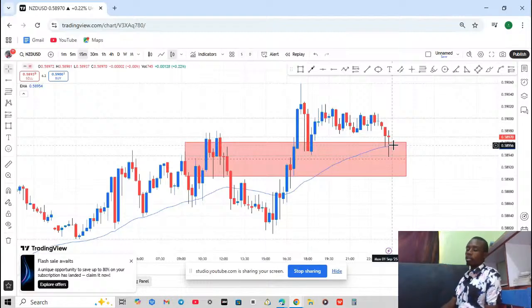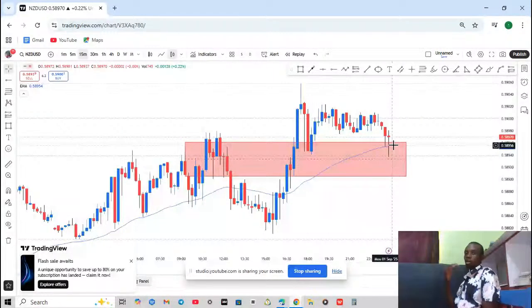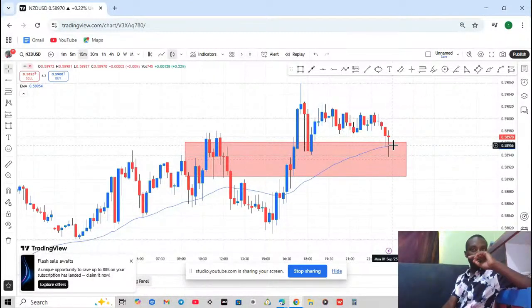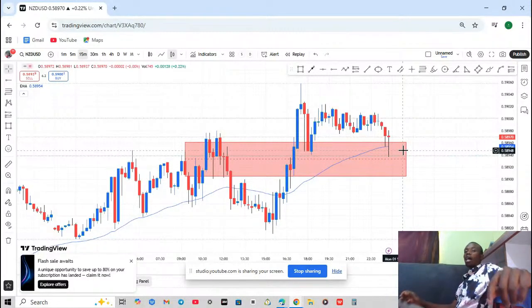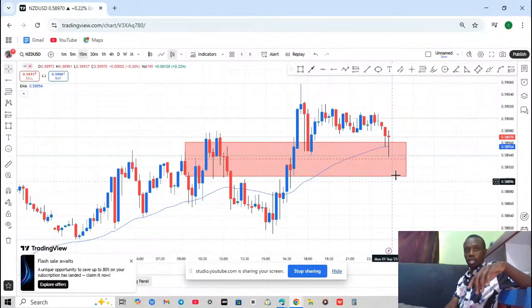What's my entry reason? My entry reason is so simple. I'm waiting for a close above candle. So here in the 15-minute chart, if the market closes above this particular shooting star or hammer, I'm going to execute, then place my stop loss just a few pips below the swing low and place my take profit two times the stop loss.